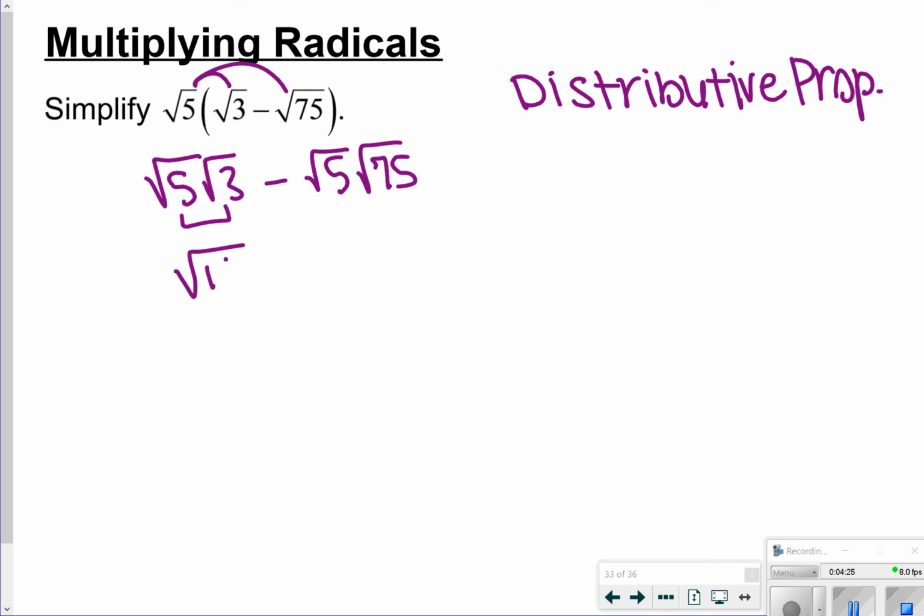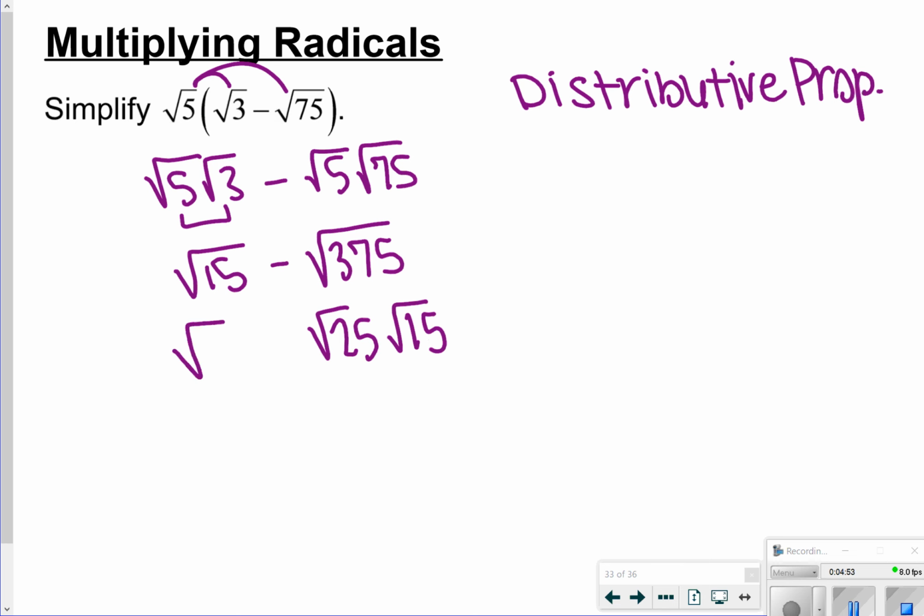5 times 3 is 15, so I have the square root of 15 minus 5 times 75, that's going to be 375. Now I can go back to what I was doing before, which was subtracting the radicals. And so I want to make sure they have something in common. 15 does have something in common with 375. I can break up 375 by doing the square root of 25 times the square root of 15. So I'm just going to bring that down and then go ahead and simplify first and then subtract.